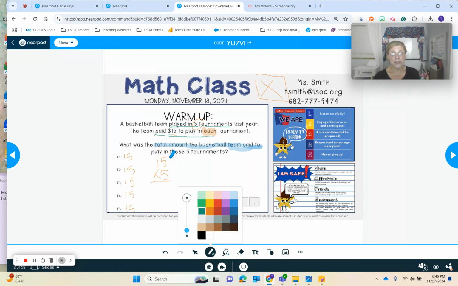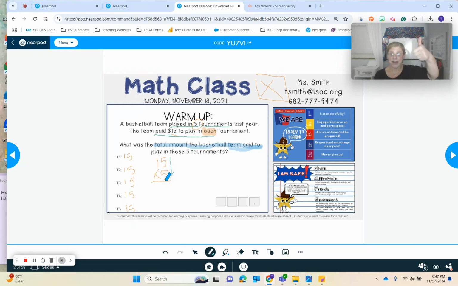So when we are multiplying 2 digits times 1, we have to follow a couple of steps. First, we multiply down in the ones column. So 5 times 5. Skip count by 5s 5 times: 5, 10, 15, 20, 25. So we're going to put our 5 in the ones column and carry the 2.